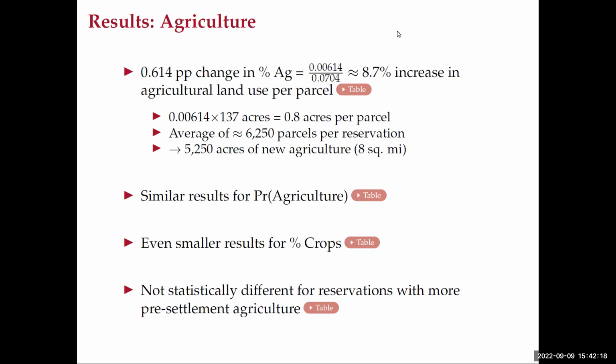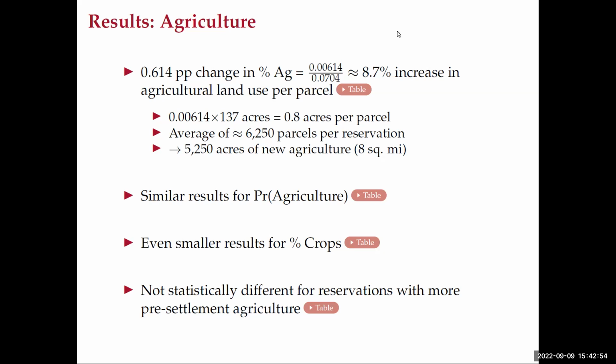And so what does that mean? Well, if you look at a per parcel level, it's about 0.8 acres per parcel, right? But it's not the average parcel that's getting agriculture, right? So what does it mean for the average reservation, which has about 6,200 parcels? Well, it means about 5,000 acres of new agriculture per reservation. So we find a statistically significant effect on agricultural land use after, but the effect is really small.